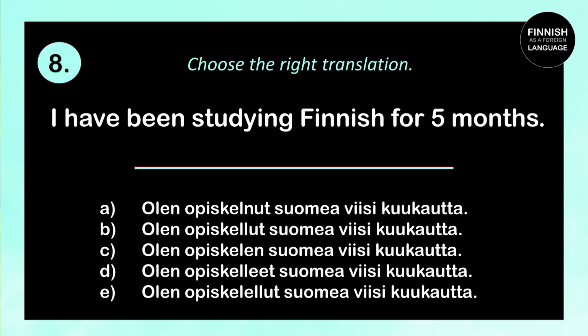That's right. The answer is B. Olen opiskellut suomea 5 kuukautta. Means I have been studying Finnish for 5 months. The verb opiskella belongs to verb type 3, which can have different endings. For example, like here, lot. So as you see, it's not always not, nyt, or net, but more to it in a separate video.